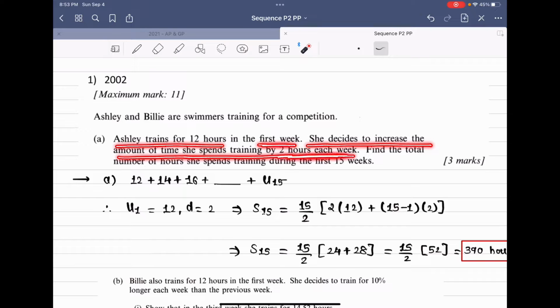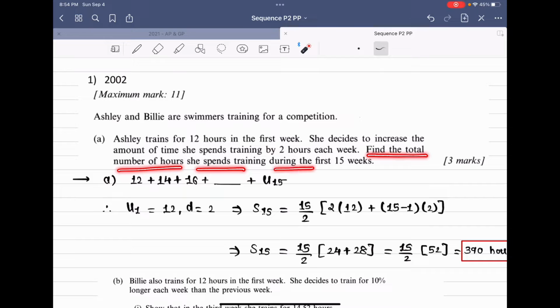So every week she is increasing duration by 2 hours. So it's a constant difference of 2 hours. Find the total number of hours she spends during the first 15 weeks. So basically they want a total, which means a sum. And it's a constant 2 hours, so it's an arithmetic progression.